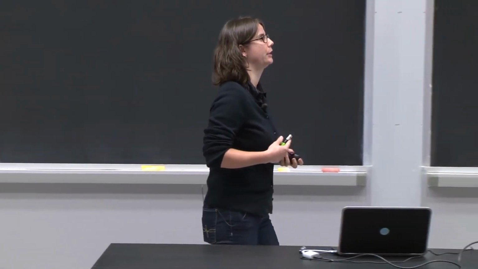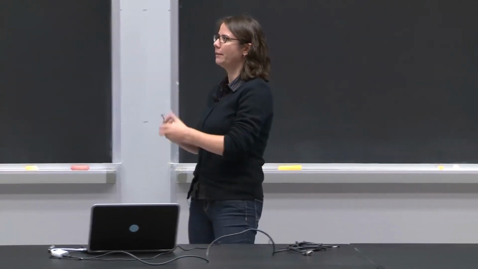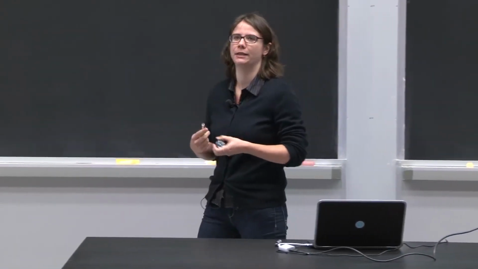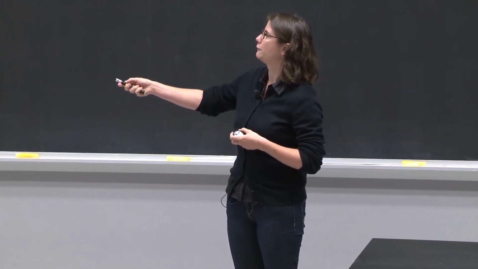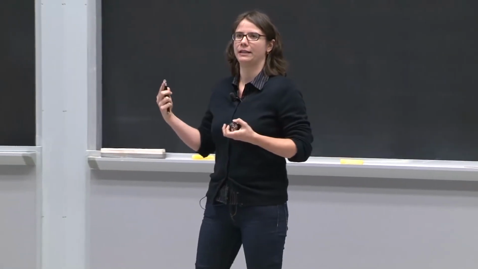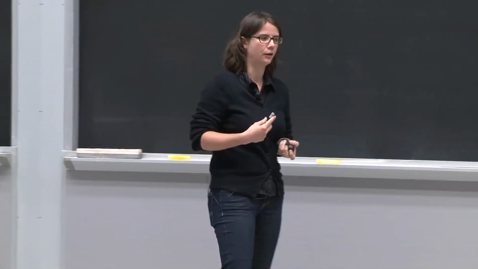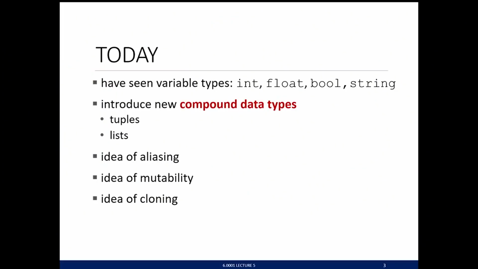So today, we're going to introduce two new data types. They're called compound data types because they're data types that are made up of other data types, particularly ints, floats, booleans, and strings. And actually, not just these, but other data types as well. That's why they're called compound data types. We're going to look at a new data type called a tuple, and a new data type called a list. And then we're going to talk about some ideas that come about specifically with lists.